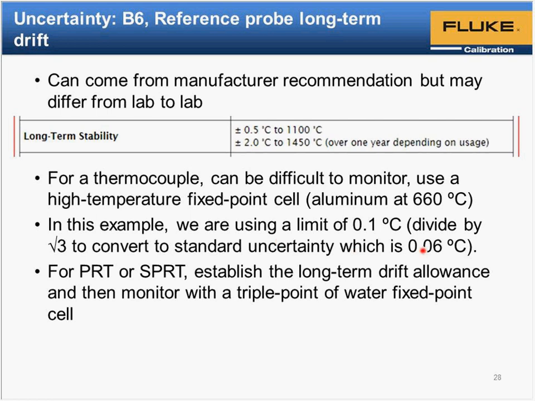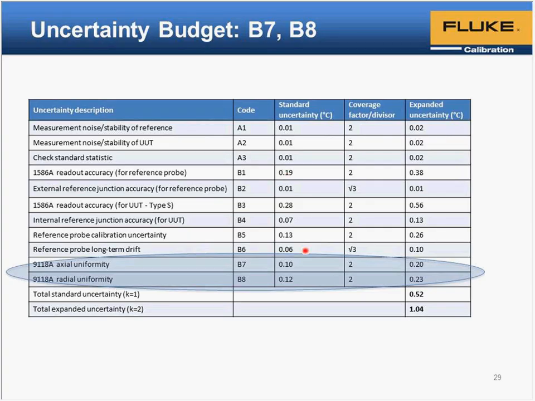So divide that by the square root of 3. So our drift uncertainty then is 0.06 that we will be plugging into our uncertainty analysis. So you see here B6.